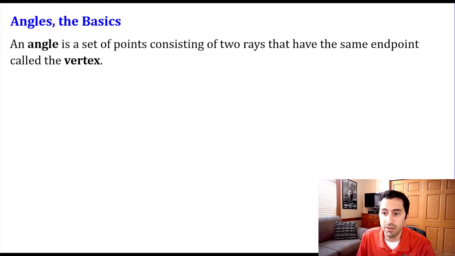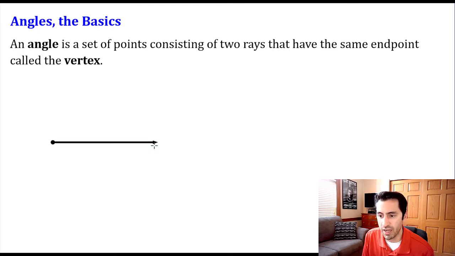It says an angle is a set of points consisting of two rays that have the same endpoint called the vertex. So if we look at this definition and we break it down a little bit, I think we can put a picture with this. So the first thing is, it says it is a set of points consisting of two rays. So let's start with just one ray. So a ray has one endpoint and it goes on forever in one direction.